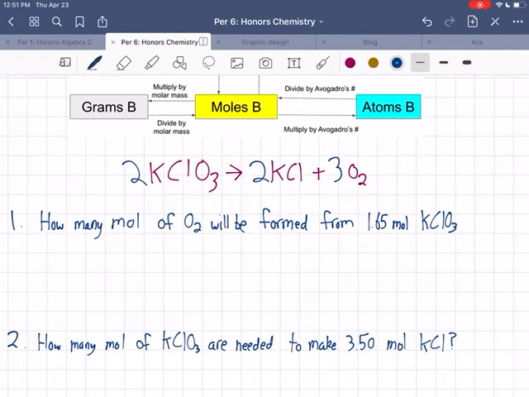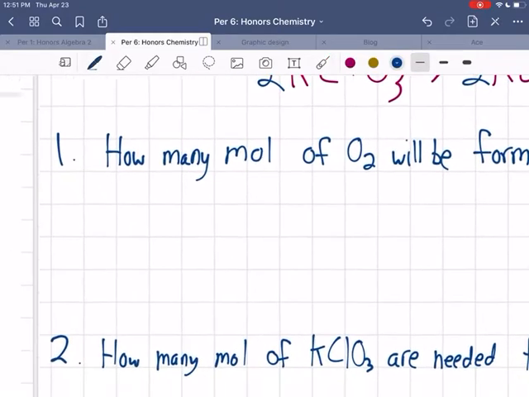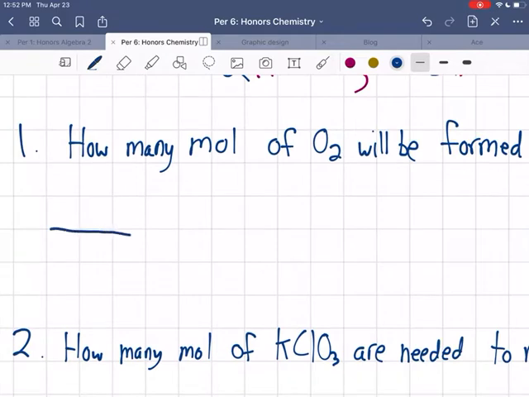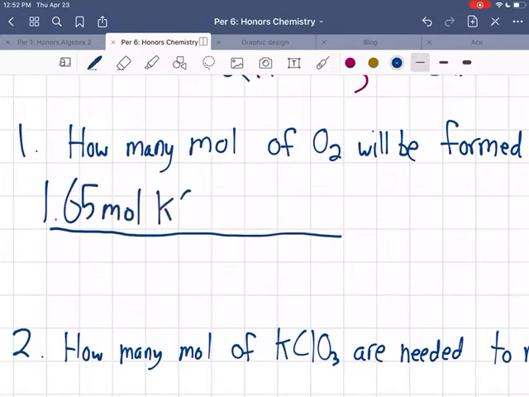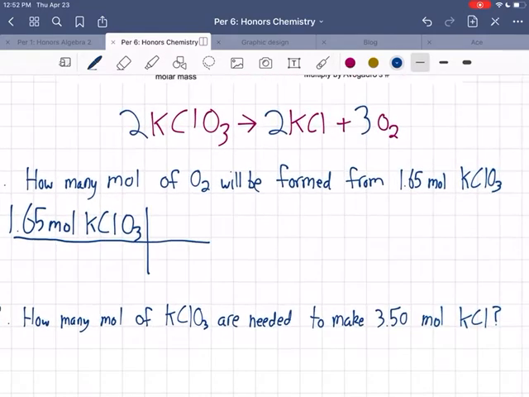Now let's look at our questions here. How many moles of oxygen, O2, will be formed from 1.65 moles of KClO3? So we are given this part, moles of this. Okay, so this is the exact same way that we'll start. We're going to use our train tracks. 1.65 moles of KClO3. That's what it gave us. And we're looking for the moles of oxygen.